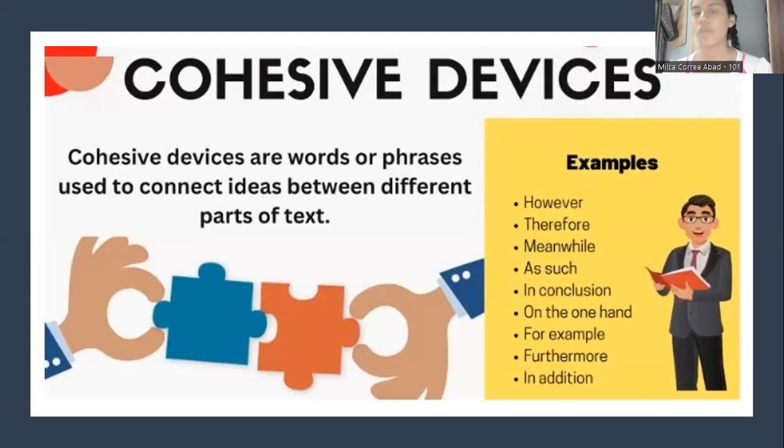And we have here some examples that we frequently use in our essays. So we have however, therefore, meanwhile, as such, in conclusion, on the other hand, for example, furthermore, in addition. So the main goal of them is to connect ideas in the paragraph.